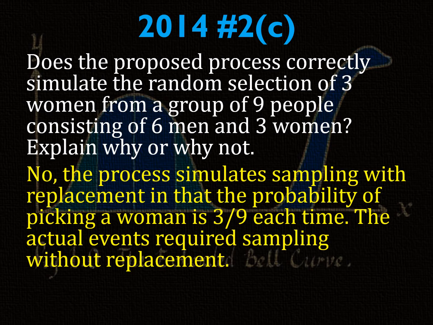And the answer is no, because each time you roll the dice anew, it's like sampling with replacement. So the probability of picking a woman for each trial is 3 out of 9, whereas the actual events required sampling without replacement.